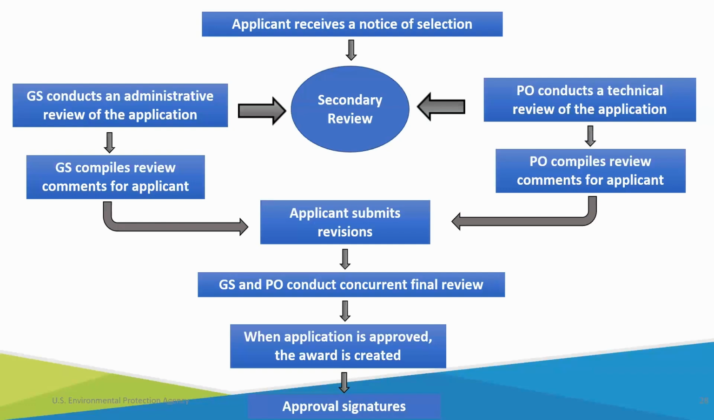If, for example, let's say there's an error in the work plan, or say there's an issue with the way that costs have been categorized in the budget, the PO or the GS will reach out to the applicant and they will request revised documents. Once the entire application has been submitted for review, then the award can be created. It's routed for signature and approvals.